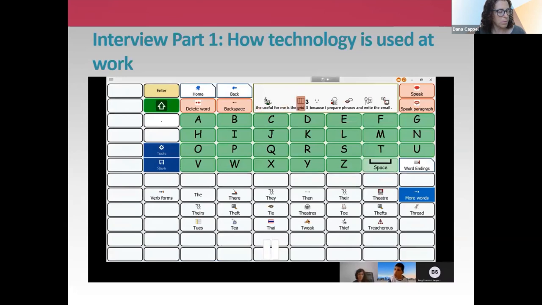The useful for me is the Grid 3 because I prepare phrases and write the email. So you use the Grid 3 at work to actually write emails?